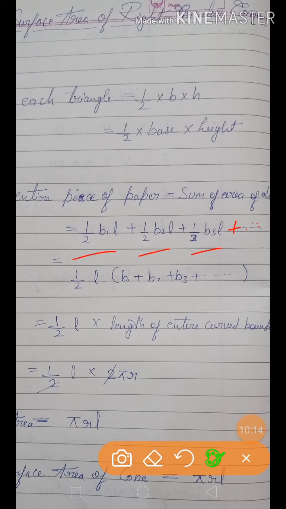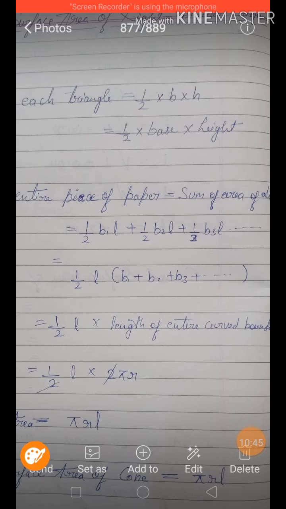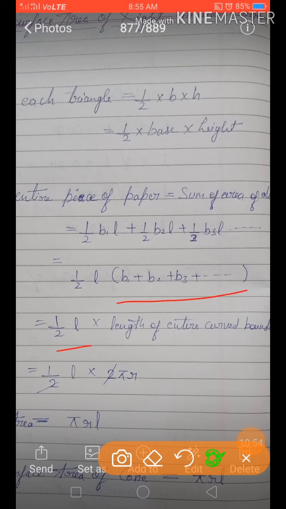Then we see that 1/2 is common in all the terms, and L is also common. This is L here, L in this term also, L in this term also, in all terms there will be L. So we are taking 1/2 and L as common. Inside the bracket, the terms left will be B1 plus B2 plus B3 and so on. So we have 1/2 into L into (B1 plus B2 plus B3 and so on).